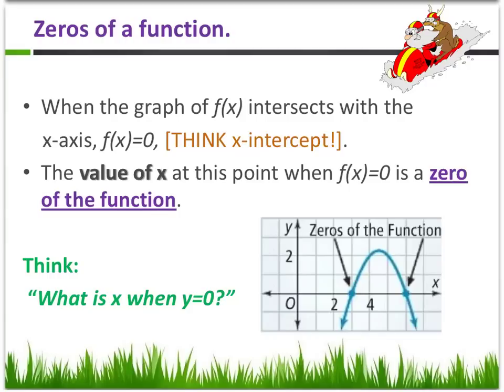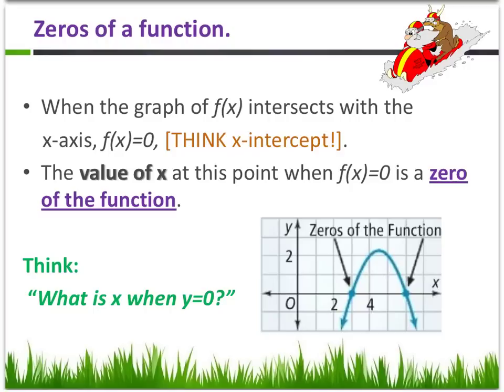Now when I talk about the zeros of a function, I'm talking about where does my function achieve the value y equals 0. Now when I say y equals 0, you should be thinking x-intercepts, right? So these are the locations that the parabola will achieve the value y equals 0. So these are called the zeros of my function.